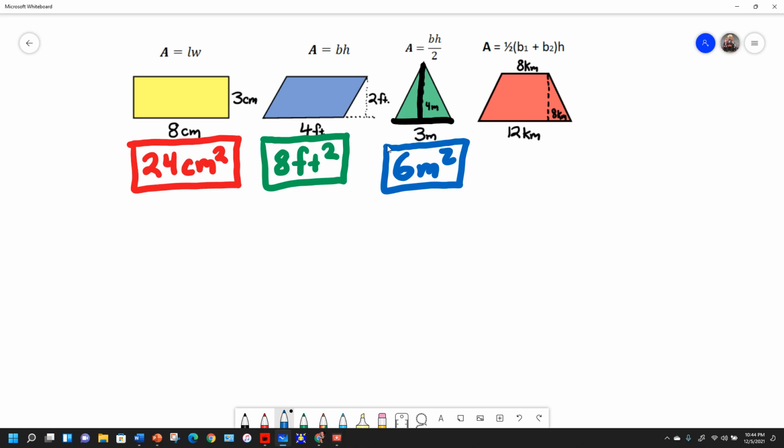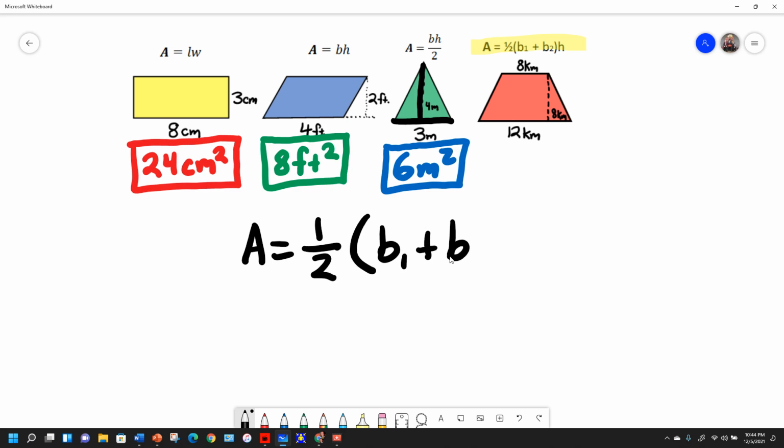And then finally, we got the biggie, we got the trapezoid. Trapezoid is actually not too bad, but here's the formula. So let's go ahead and write it down here a little bit bigger. We got area equals 1/2 times the quantity base 1 plus base 2, times the height. Okay, so the bases are these lines right here that are parallel to each other. That base and that base. Base 1 and base 2 are interchangeable.